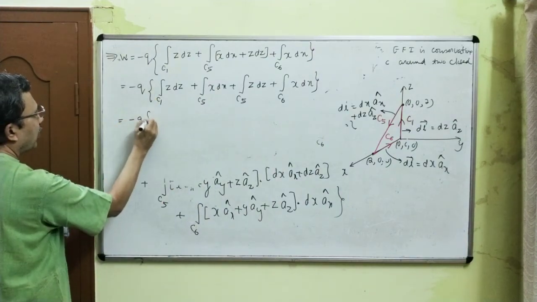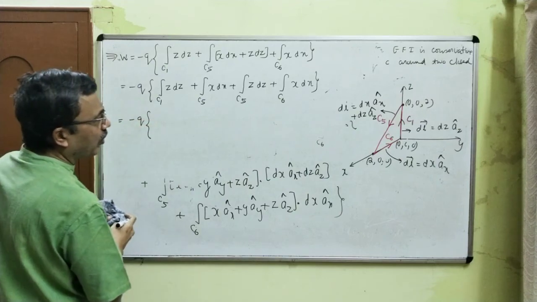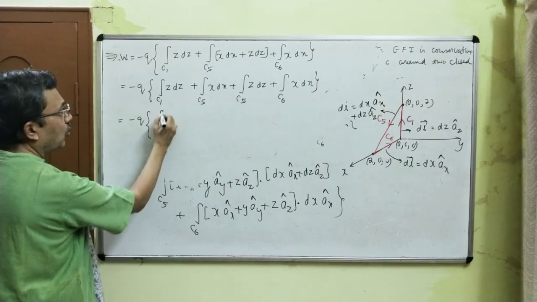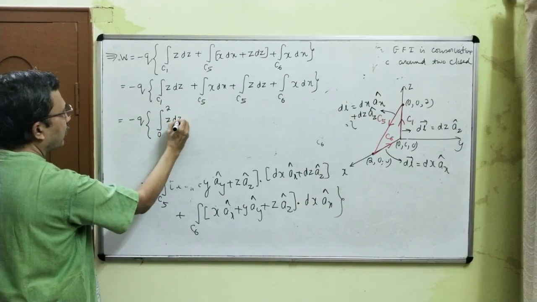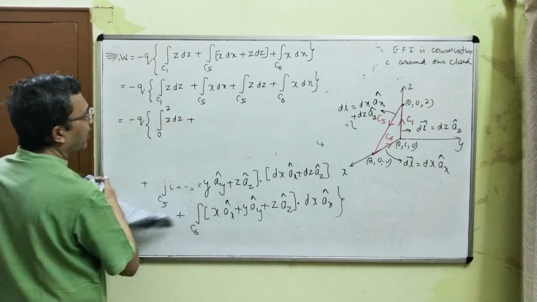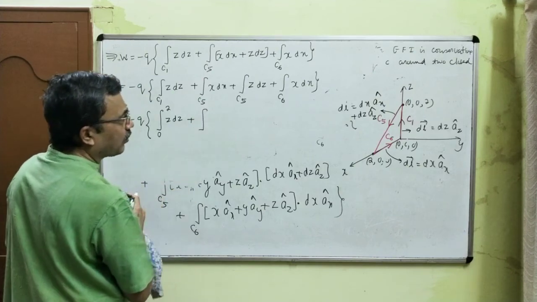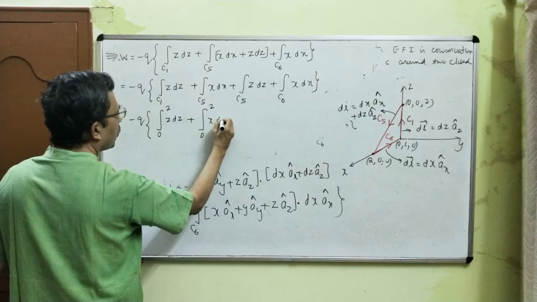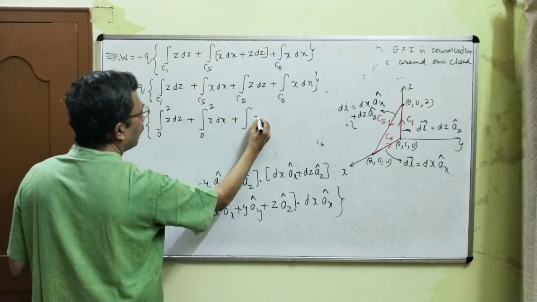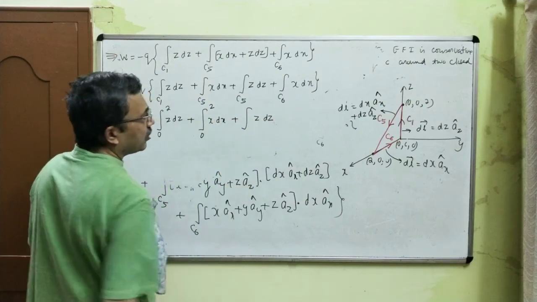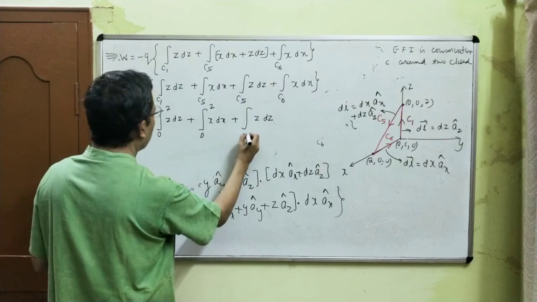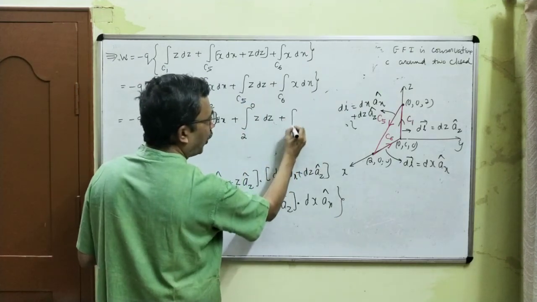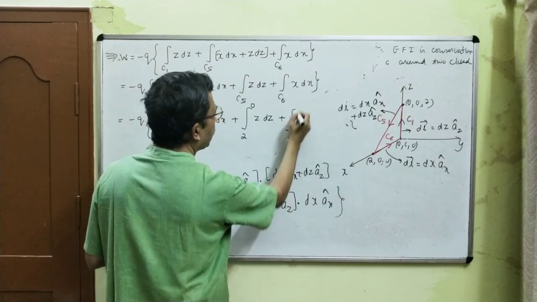Equals minus Q times, for path C1 z varies from 0 to 2, z dz. For path C5, x varies from 0 to 2. For path C5, z varies from 2 to 0. For path C6, x varies from 2 to 0.